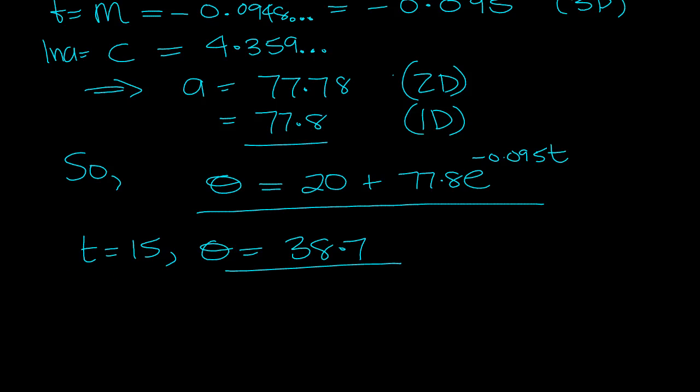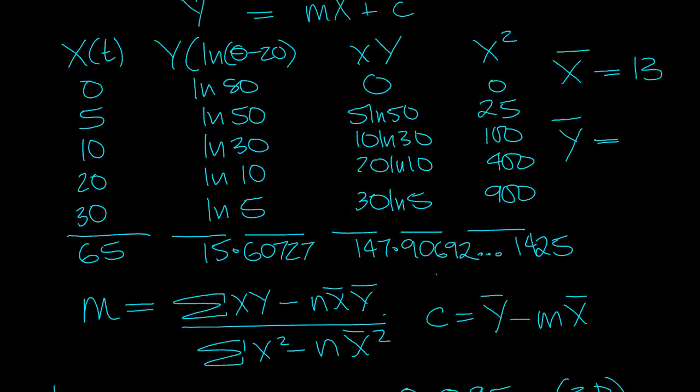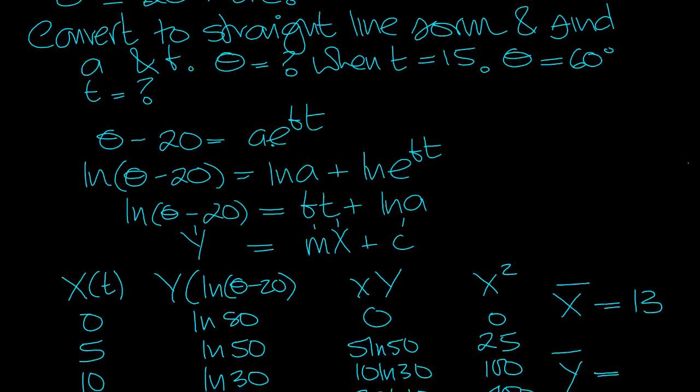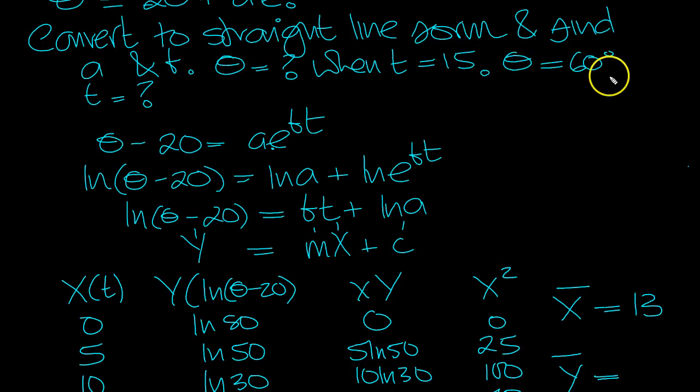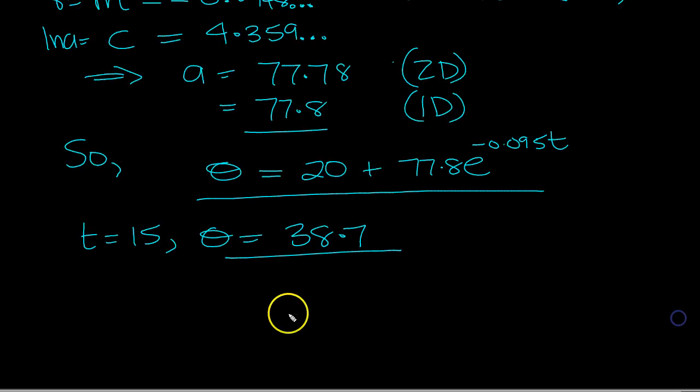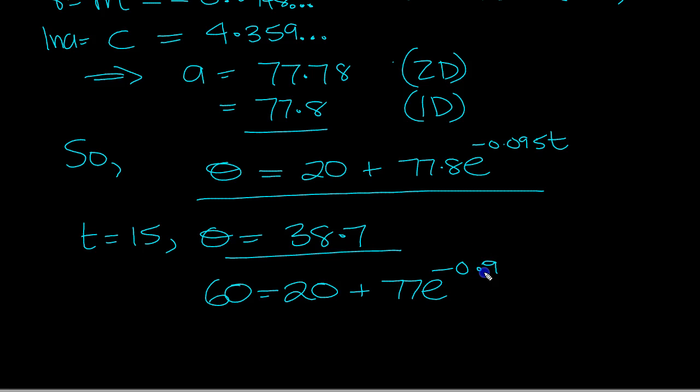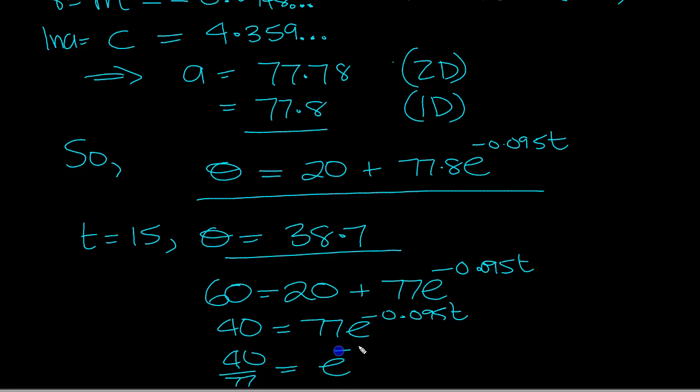And the other problem, that was when t was 15. Just have a look at it back up here. When theta is equal to 60, what's the time? So put 60 in. 60 minus the 20 is 40, equals 77.8 e to the minus 0.095t. Move the 77.8 down, 40 over 77.8 equals e to the minus 0.095t, and then we can get the time, can't we?